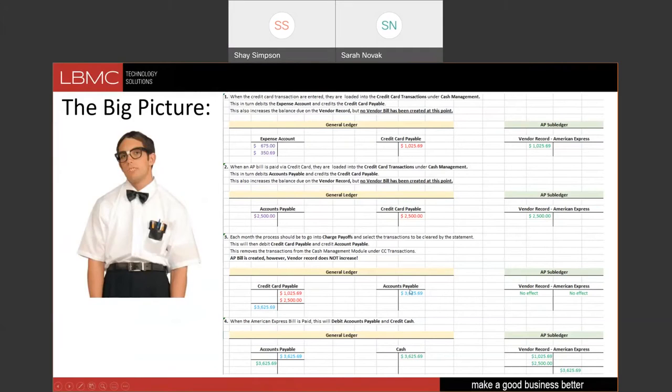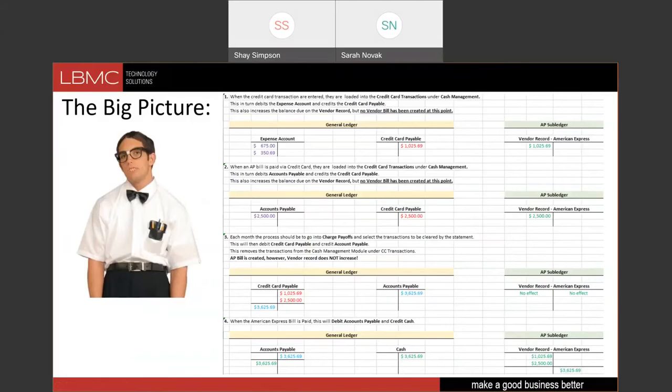Again, what did we say before? It created the vendor bill, but there was no impact on the vendor record, okay? Because up here is where it's telling us we owe this much to American Express. We're not going to double it, all right? Now, when the American Express bill is paid, again, we are going to debit accounts payable, credit cash. That is when it is going to clear that off of our vendor record for American Express. So that is the monthly process that we are going through.